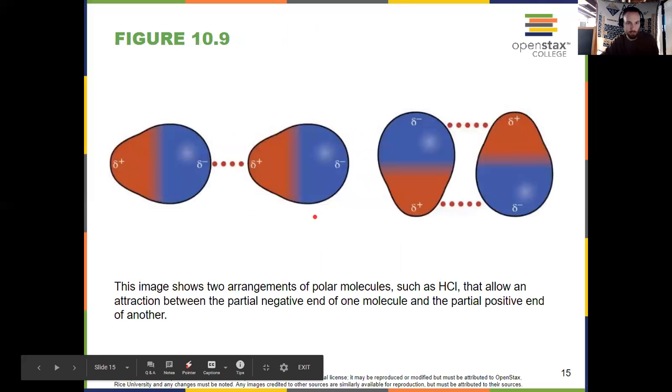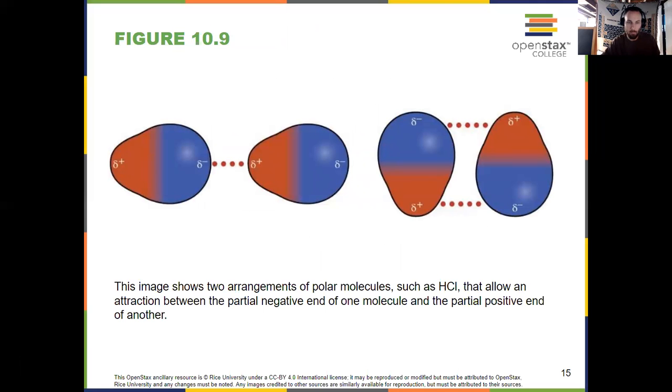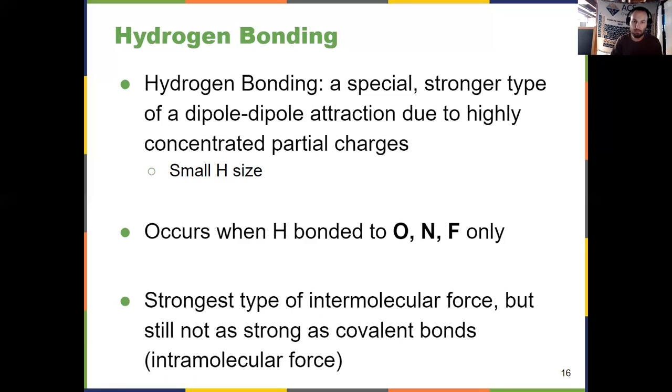So it looks pretty similar to what we saw before, but the difference is now it's permanent. So it's stronger because it exists all the time. So that's number 2, dipole-dipole. Number 3 is a specific subset of dipole. It's called hydrogen bonding. This is the strongest of the 3 intermolecular forces.